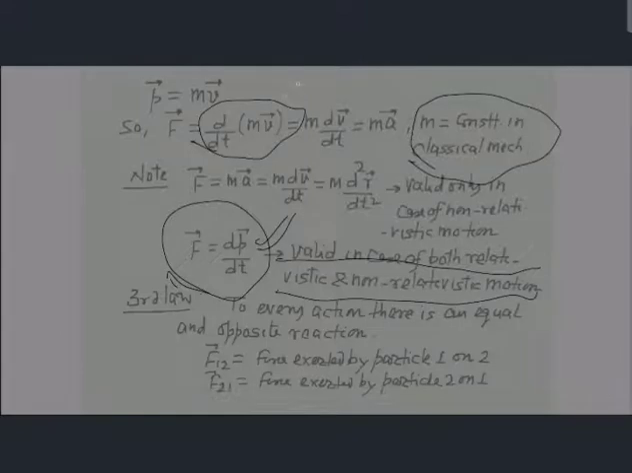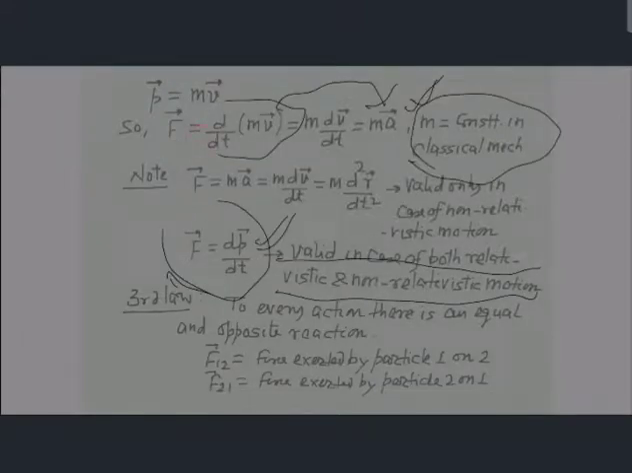And F equal to ma, which you have been learning from childhood, is basically a classical formula, in which the mass has been taken out of the differential, and thus the formula has been derived. The point to be noted is that F equal to ma is applicable only if the motion is classical motion, not relativistic.